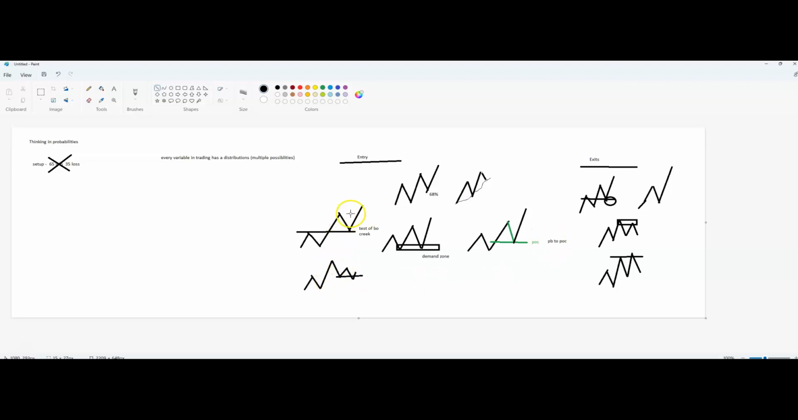move, randomly select. This pullback might be a test of the breakout. That pullback might go all the way down to the demand zone. Another pullback might go to the POC. You just don't know which one is going to work. Not which one's going to work, but which one is going to happen.